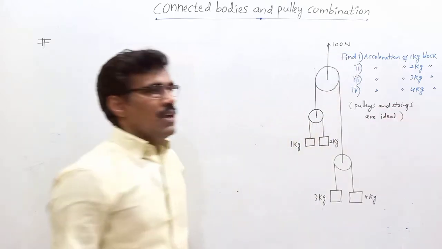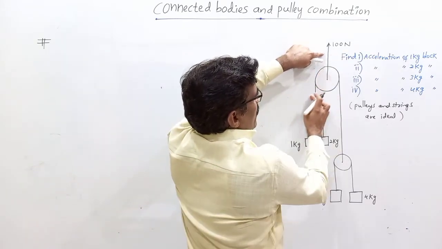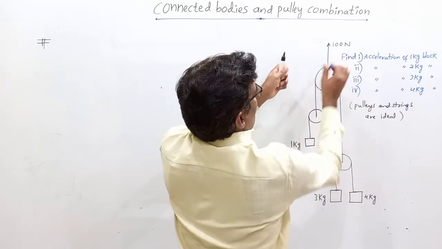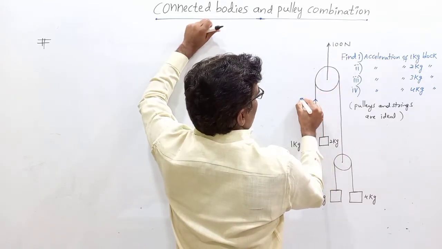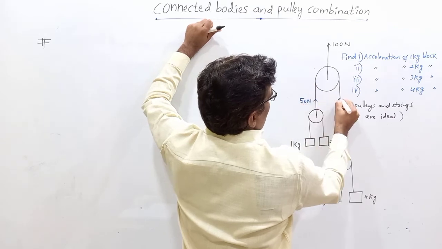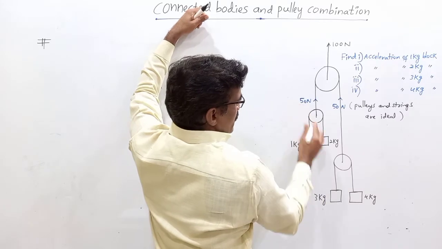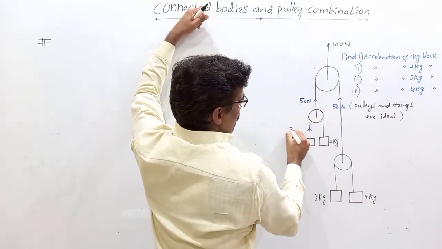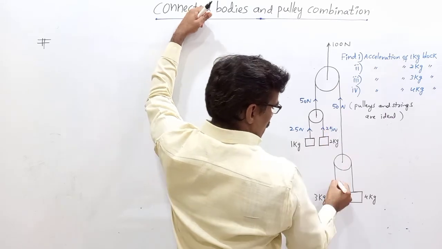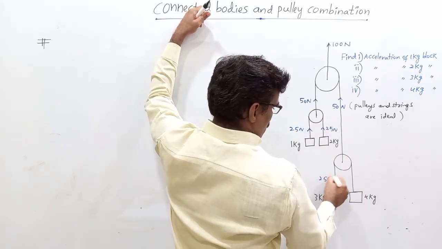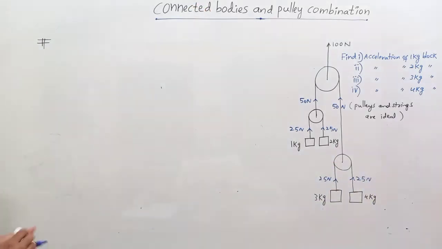Okay, sir. If it is ideal, your tension is 2T. What about here? T, T. That's why this is 100. What about here? 50, sir. Here also 50, sir. Then if it is fixed 50, then here 25. Yes, sir, 25 Newton. Then we get the answer.